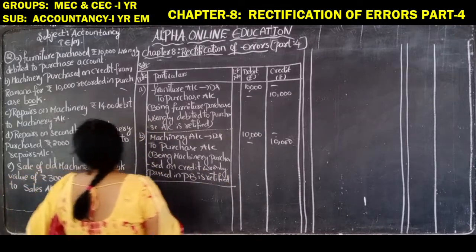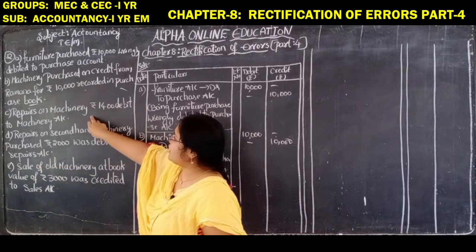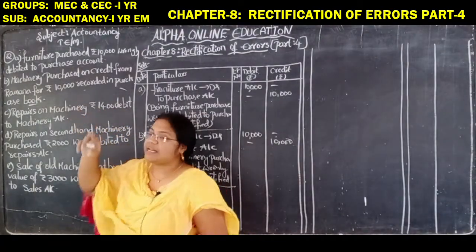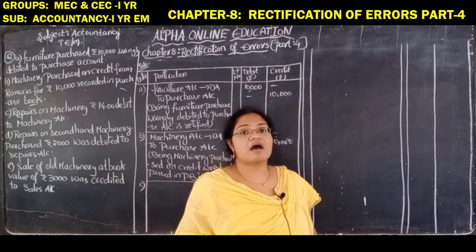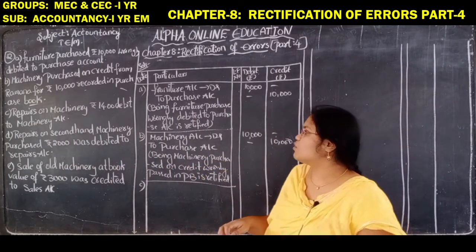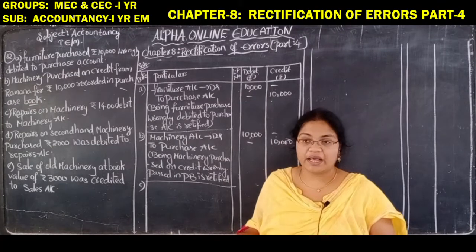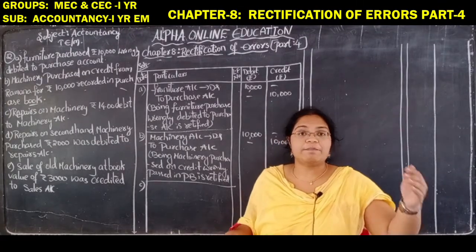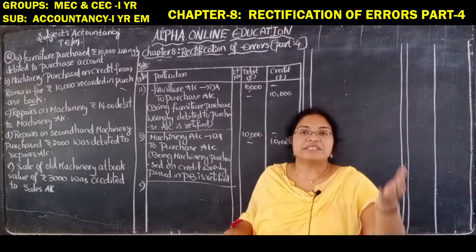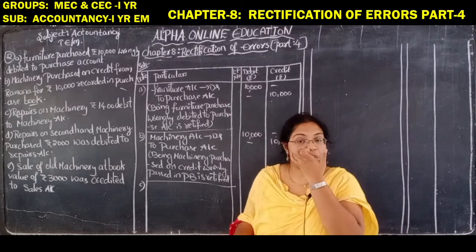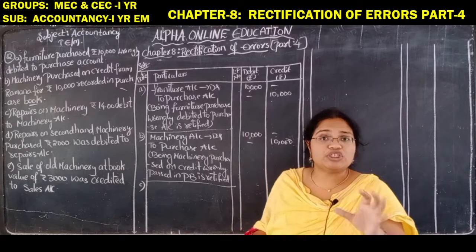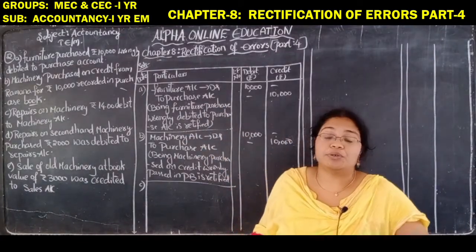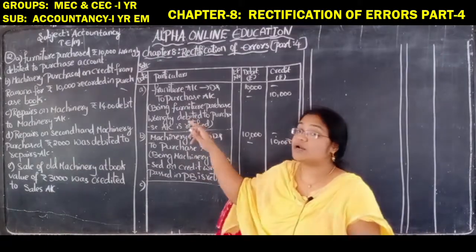Now see, repair on machinery, 1400, debited to machinery account. They debited the machinery account. So what will be the original entry? Repair is an expense, right? So repairs account debit to cash account is the original entry, but they have written machinery account debit to cash account. So that is the wrong entry.